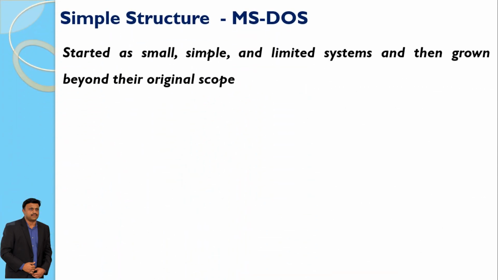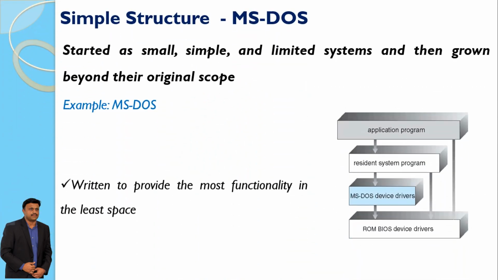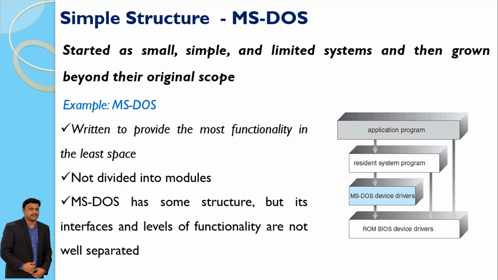MS-DOS started as a simple system with limited functionality, designed to provide the most functionality in the least space. It has some structure but lacks clear separation between interfaces and functionality levels.